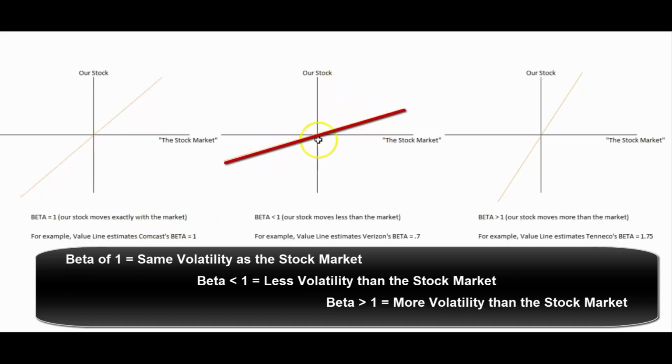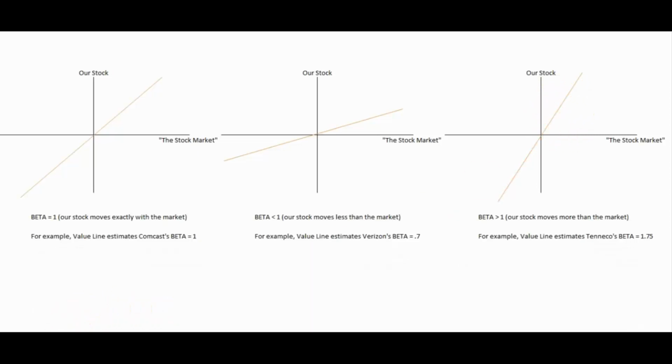Maybe our stock that we're interested in moves less than the stock market. So the slope of this line is less than 1. Verizon has a beta of 0.7. So we would require a smaller premium to invest in this particular stock because it moves less than the stock market. If it's got a beta of more than 1, that means it moves more than the stock market. So we're going to have to increase our premium. For example, Value Line estimates that Tenneco's beta is 1.75. On average, it moves more than the stock market. So I'm going to need more than that 7% premium above the risk-free rate to take this kind of risk because it's moving around so much.